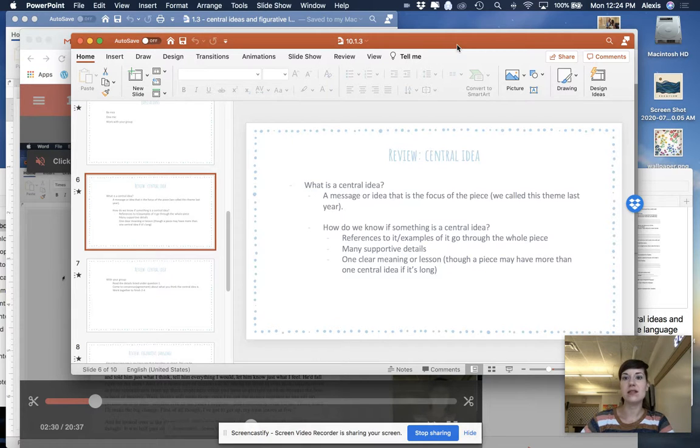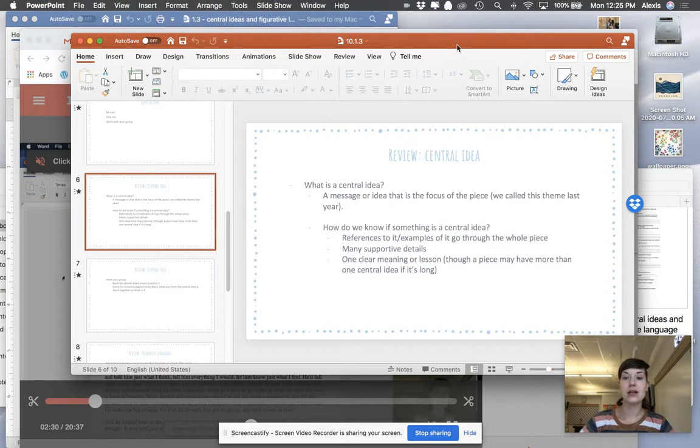So, for instance, when we think about reading the Odyssey last year together, a central idea of the Odyssey might be that we can learn about ourselves through taking a journey. Okay. So we know something is a central idea if there are examples of it in the whole piece, if there are a lot of supportive details, and if there is one clear meaning or lesson. But if it's something like the Odyssey or a book like The Perks of Being a Wallflower, it might actually have more than one central idea, and that's okay.